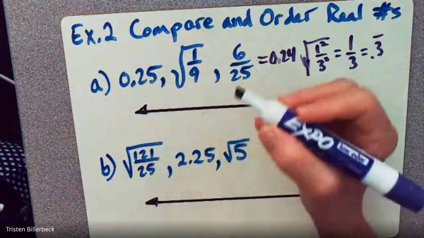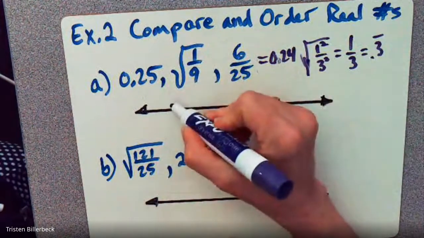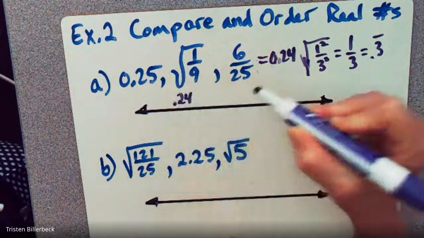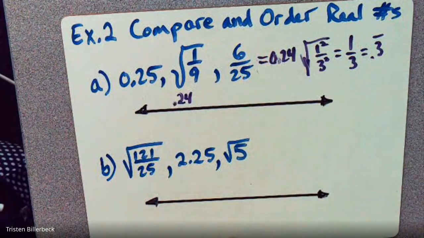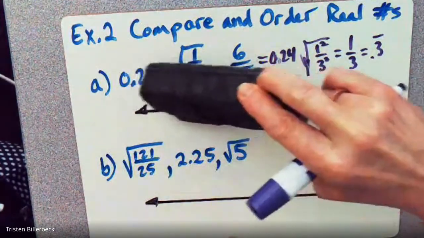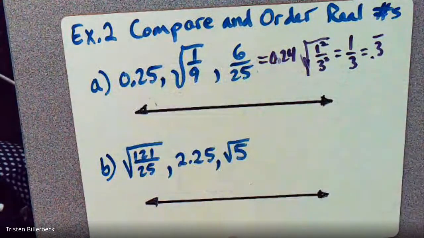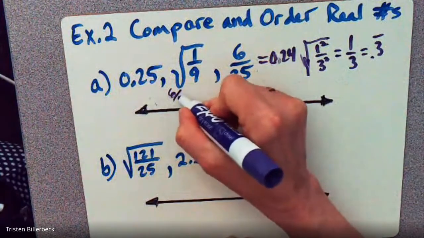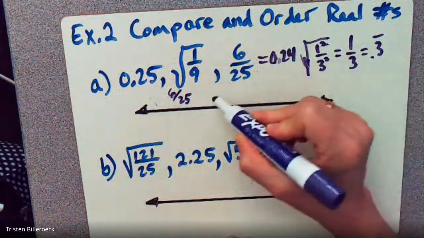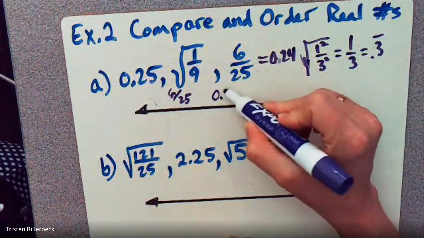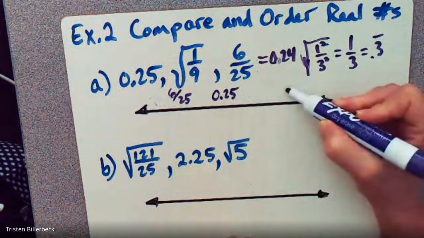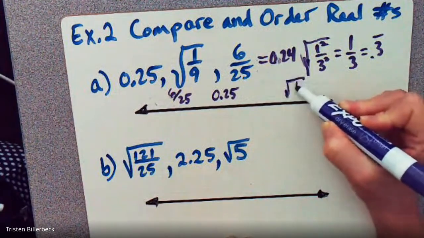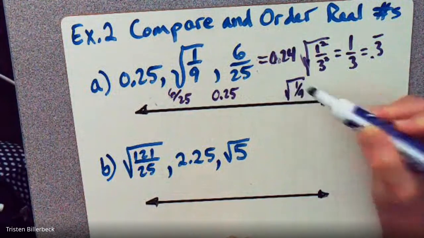So if we were to order this, we would put the 0.24 down here. Oops, I guess I should write that as it appears in the list, not as I know it as a decimal. So I'd write 6 over 25 right there. Then I'd write 0.25 right here. And then way over here, I'd write the square root of 1 over 9.